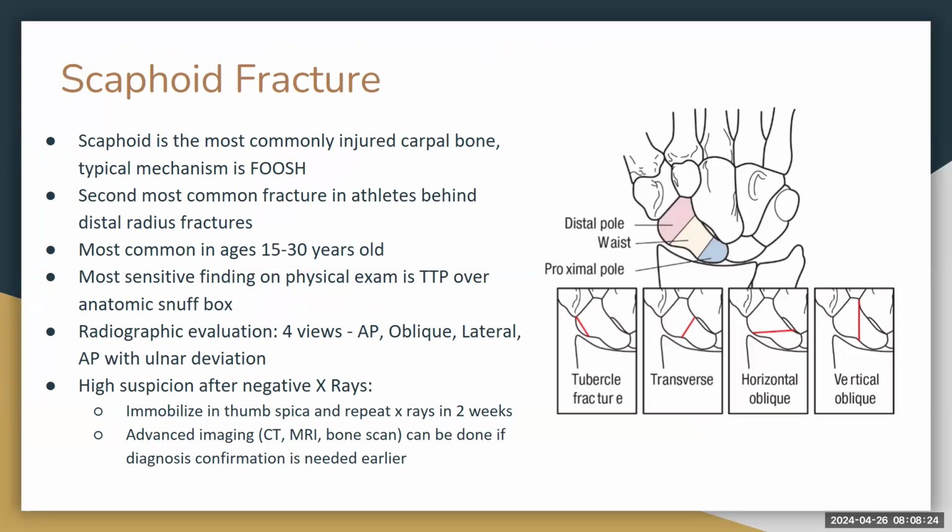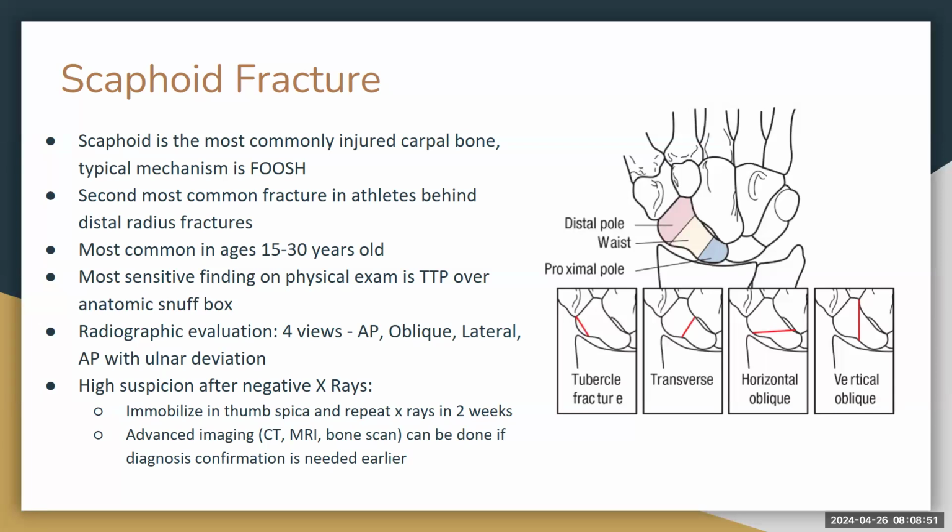The next is a scaphoid fracture. This is the most commonly injured carpal bone. Again, typically a FOOSH. It's the second most common fracture in athletes behind the distal radius fracture. Common ages are 15 to 30 years old. The most sensitive finding on physical exam is tenderness to palpation over the anatomic snuffbox. And I think I've learned quite a bit this year that, if you have that, we're going to treat them as a scaphoid fracture.